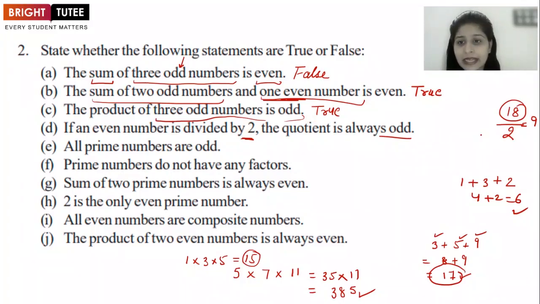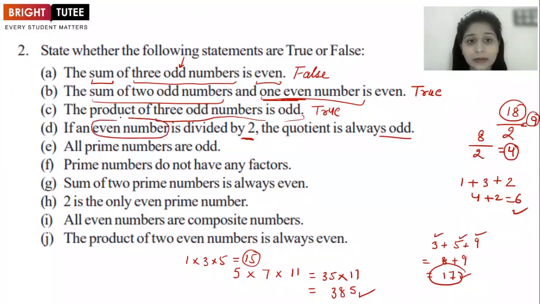Let's try with 8. If I try with 8, 2 fours are 8. I am getting an even as well as sometimes an odd number. But they are talking only about even numbers when an even number is divided by 2. So 18 and 8, they both are even numbers, and I divide by 2. In one, I am getting the quotient as 4. In one, I am getting the quotient as 9. So it is not always odd. It can be odd, but not always. So this is a false statement.